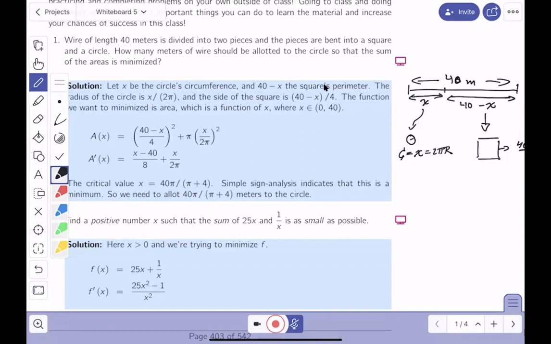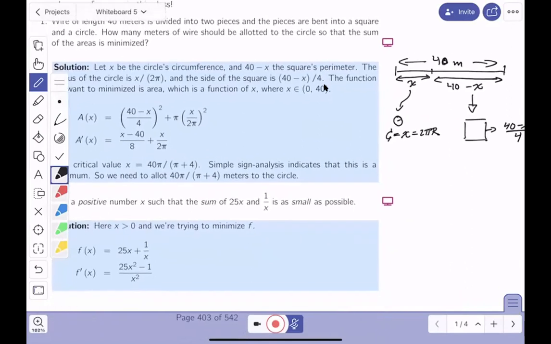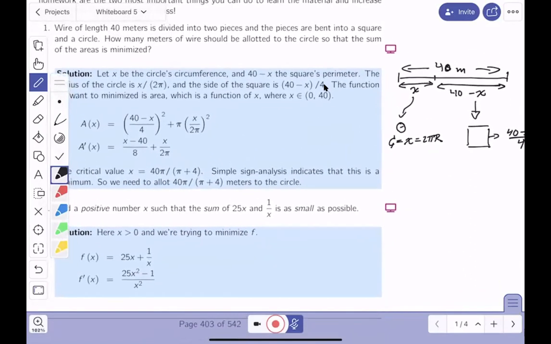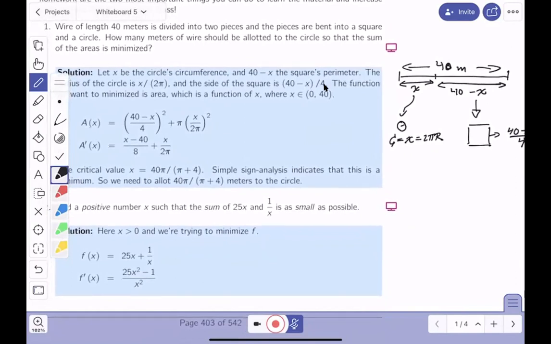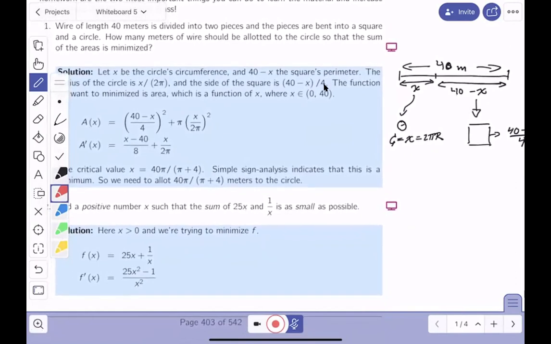Okay. So I'm going to keep going, and I want to keep reading and see what they're going to do with this. How many meters of wire should be allotted to the circle? Well, that was fortunate because that's what I want to know. How many meters have been allotted to the circle? I don't know. It could be 1 meter, 2 meters. Well, let me put this down for you. The X has to be between 0 and 40, if I'm cutting the wire. It has to be if I'm going to give it to the circle.